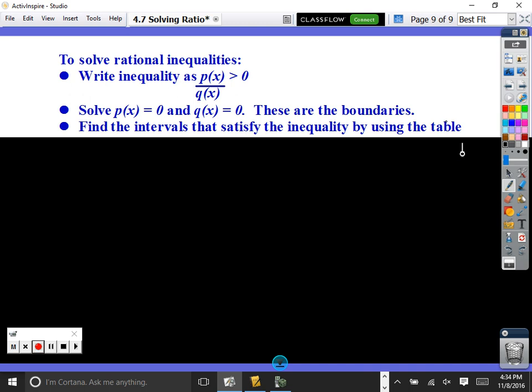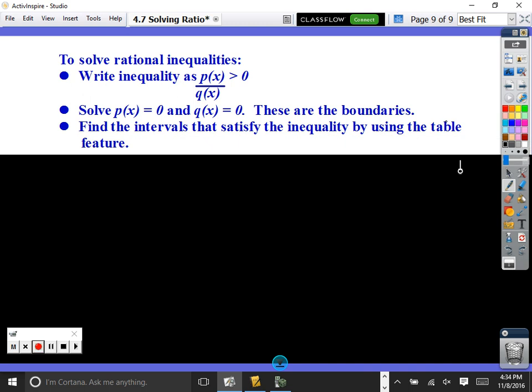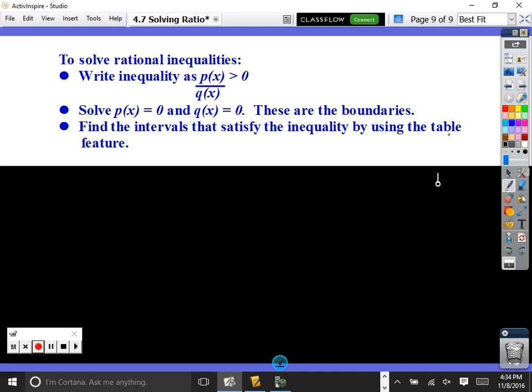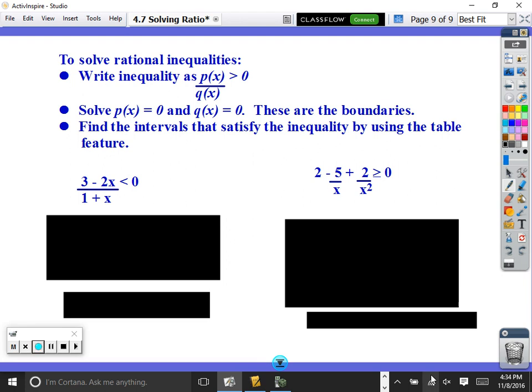Once you've determined your boundaries, you will then set up your intervals just like you did with your polynomials, and we will use the table feature of our calculator to check where it's positive and where it's negative. So here is our first polynomial. 3 minus 2x divided by 1 plus x is less than 0. This is one polynomial divided by another polynomial, so we are already in this rational form.